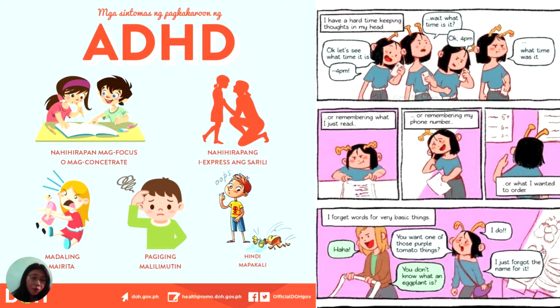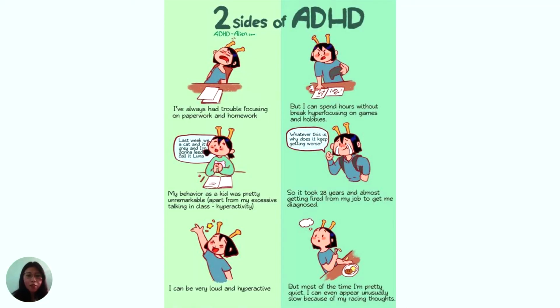Or remembering kung ano yung nabasa niya. Or remembering her phone number or what she wanted to order. "I forget words for basic things." Another symptom kagaya nito: "You want one of those purple tomato things? You don't know what an eggplant is?" "I do. I just forgot the name for it." So makakalimutin din sila.